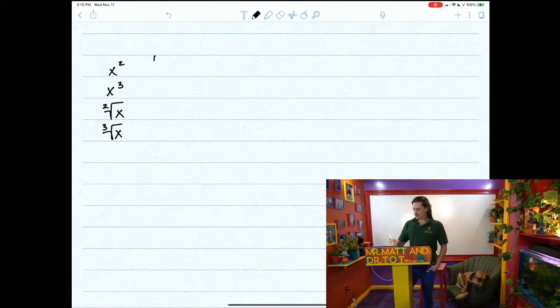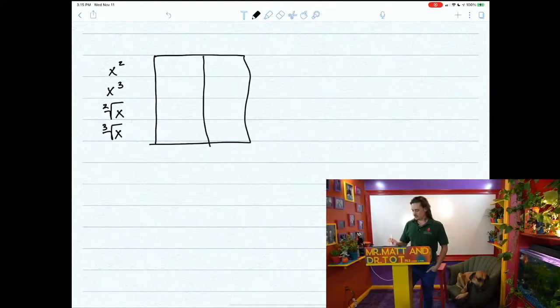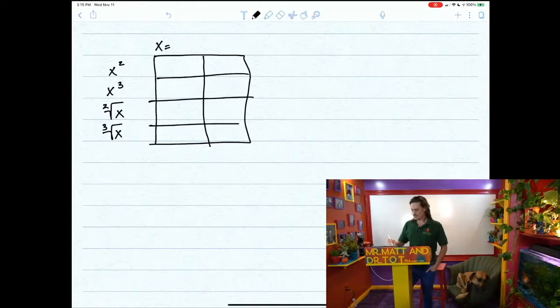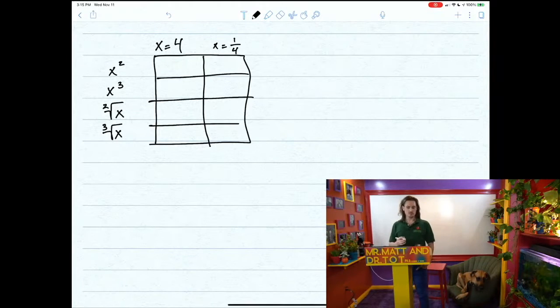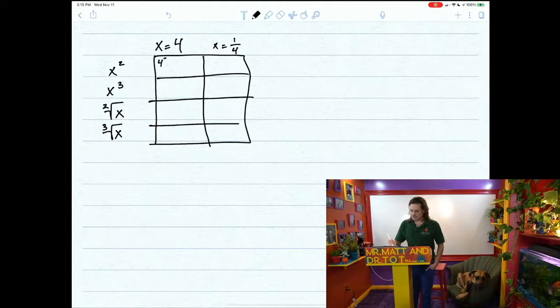So if we make a little chart here, I'm going to pick two separate values. Actually, let's keep it consistent. I'm going to pick x is equal to 4, and then x is equal to its inverse, 1/4. So normally when we square a value greater than 1, we would expect that value to go up. And indeed it does, because 4 squared is 16. So to go from 4 to 16, that represents necessarily an increase.